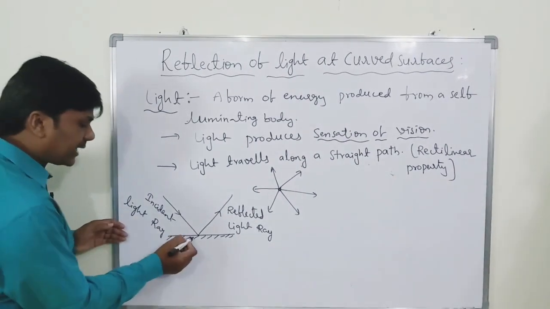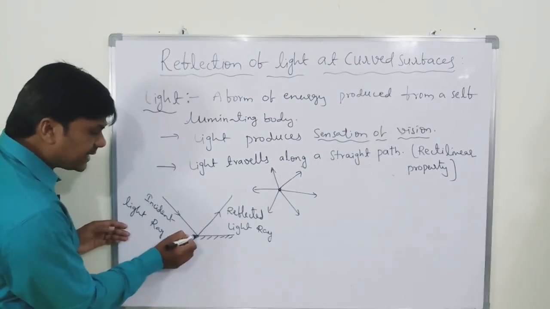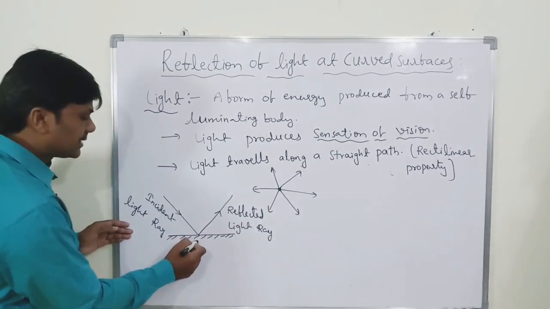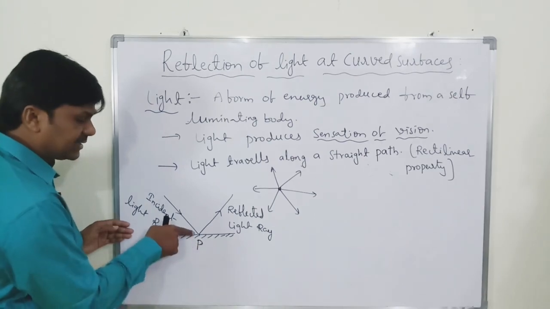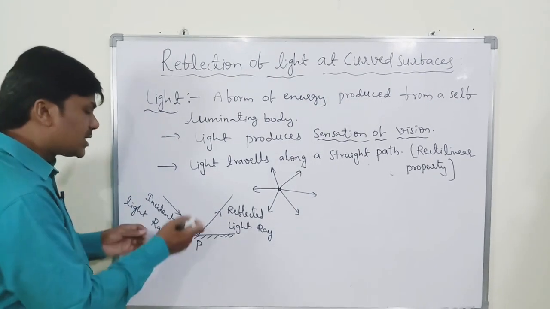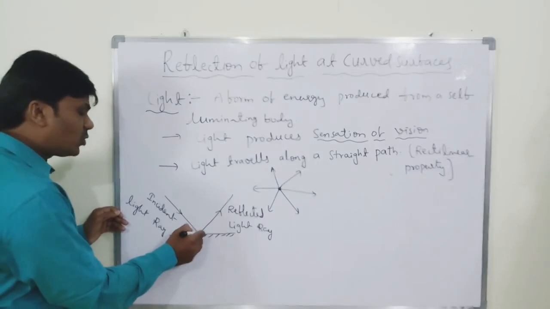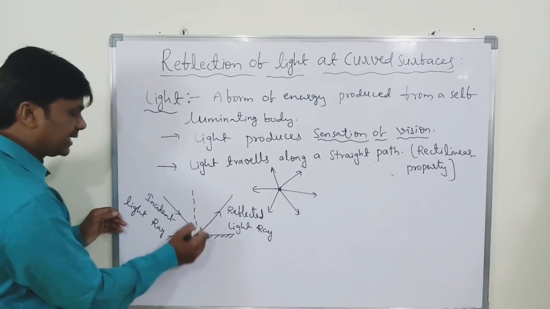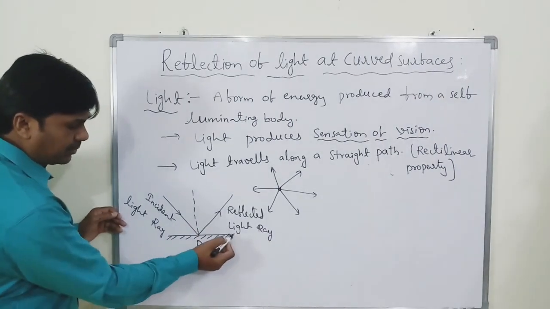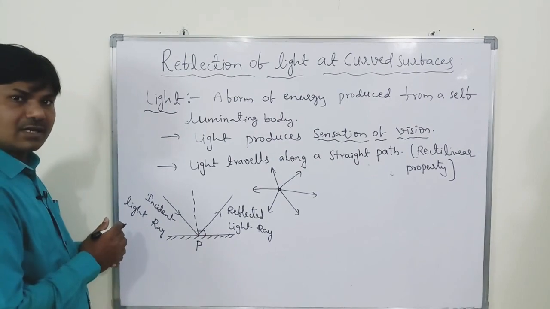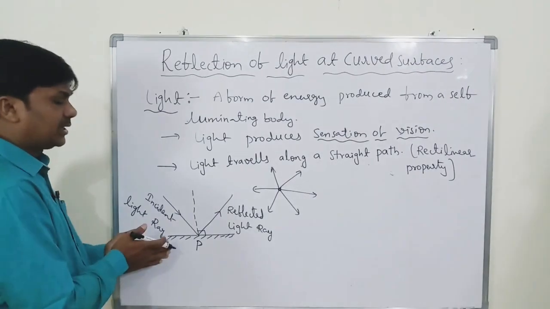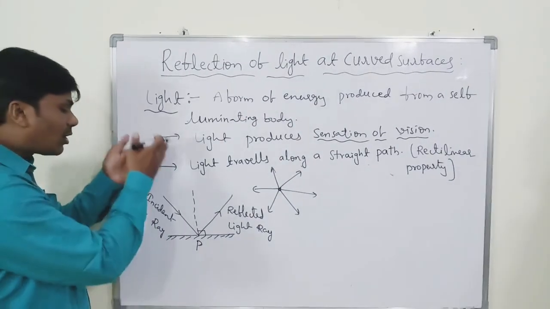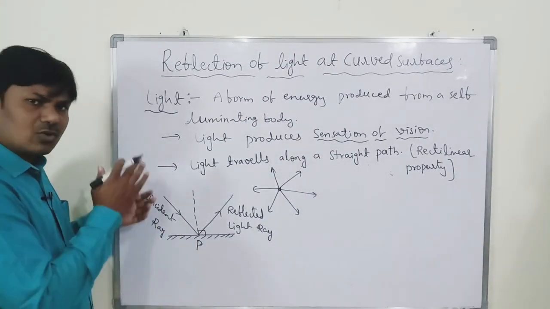This point, where the light falls on the mirror, is called the point of incidence. At this point of incidence, we should draw a normal line. Normal means a perpendicular line. This line is perpendicular to the surface. This is the most important thing. If you want to measure the angle of incidence or angle of reflection, we need to draw a normal to the surface.